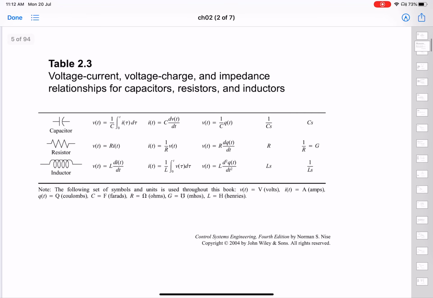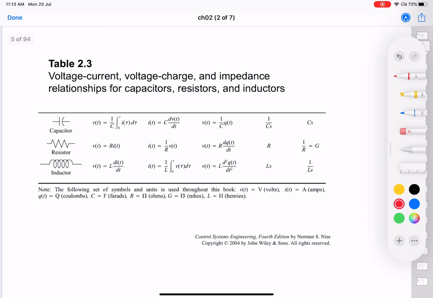So these are the governing equations for the capacitor, resistor, and inductor, and what are these equations in the s domain. So the capacitor governing equation as an integral is this. Differential equation is this, and this is the transfer function of the capacitor.